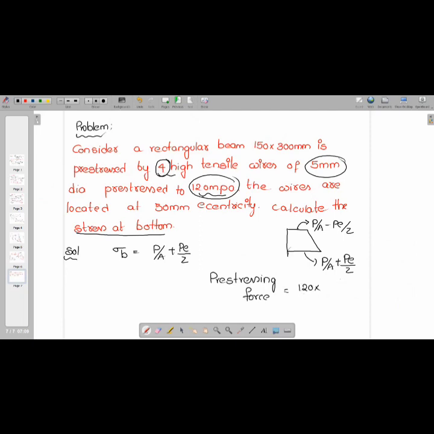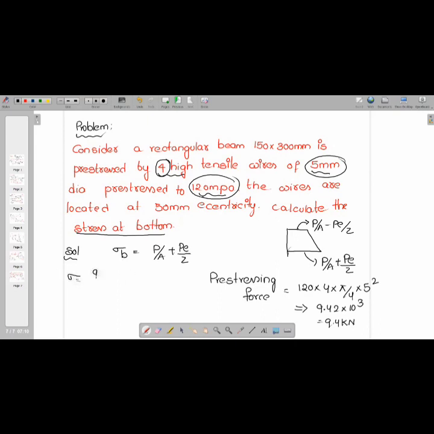Area is how much, sir? 4 high tensile wires of 5 mm dia, so 4 number of pi by 4 into 5 square. If you see this, you will get a value of around 9.42 into 10 power 3, that is 9.42 kilonewton. Clear, students? So you will get a value of 9.42 kilonewton.